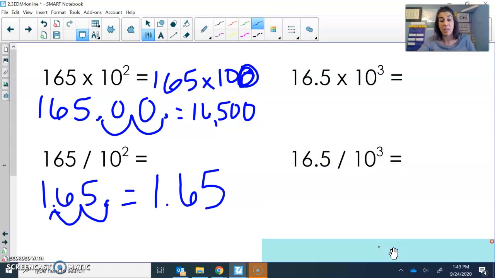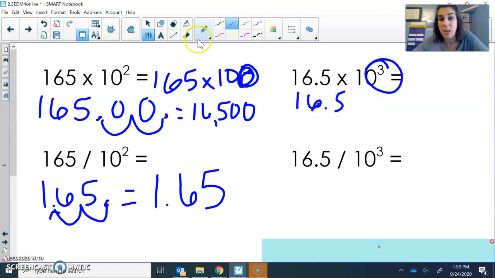Let's try this again, but we're going to start with a number that has the decimal point in the middle of it. I have 16 and 5/10. I'm going to take 16 and 5/10 and multiply by 10 to the third power, which means I am going to take this decimal point and move it 3 spaces. So I will go 1, 2, 3.